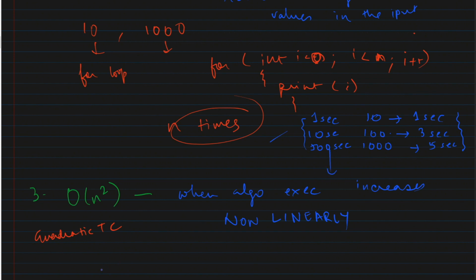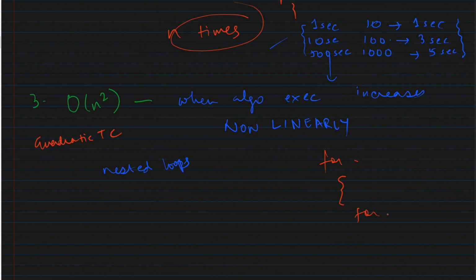Another very good example for this is nested loops. We always come across this, like one for loop within another for loop. The inner for loop is dependent on the outer for loop's value. So if I am running this from i equal to 0 till n, and my inner for loop has j equal to i, that is also running till n.